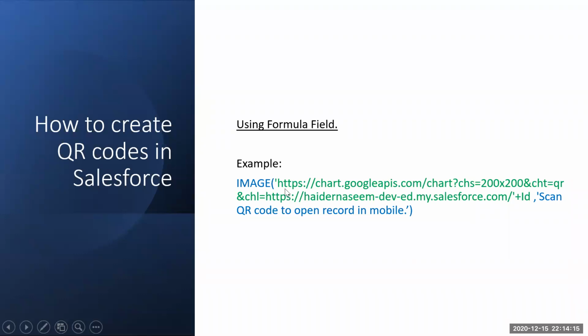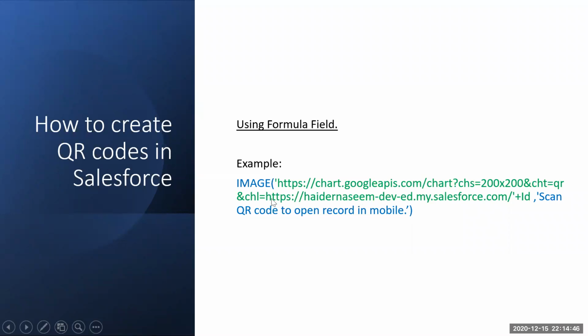So coming back to the URL, the starting portion is the same till the question mark. And then after the question mark, we start with our parameters. So the chart size 200 by 200, the chart type is QR, and the chart link is the link of any of the records. I have taken a record, but of course, as per your business requirements, you can change what needs to be displayed, what data needs to be embedded within this QR code.